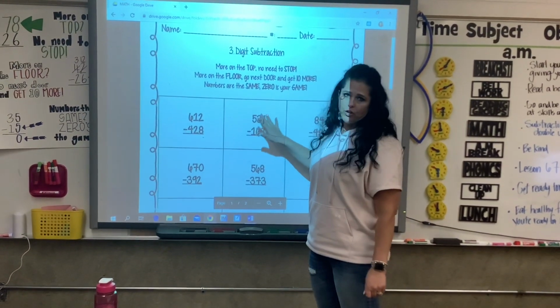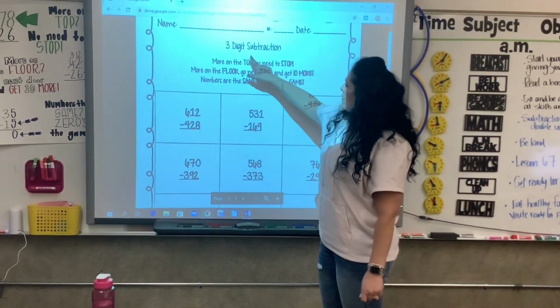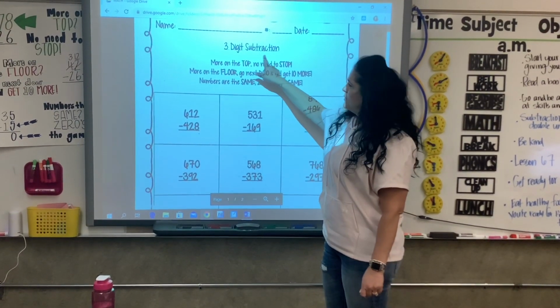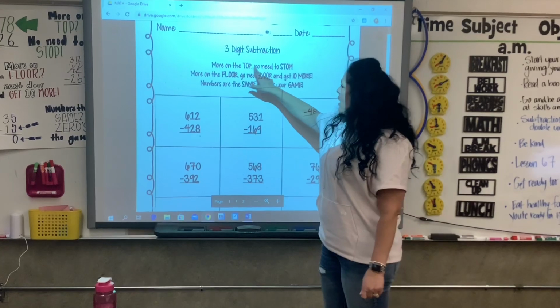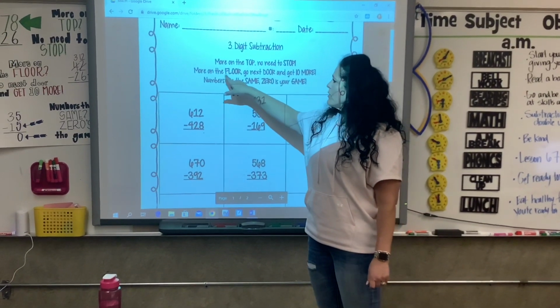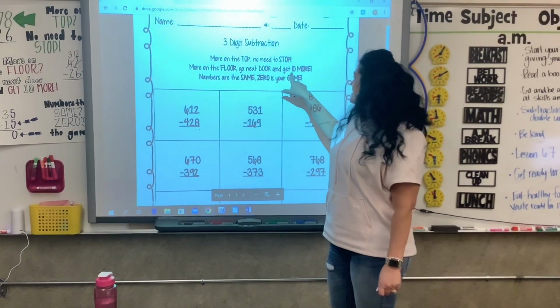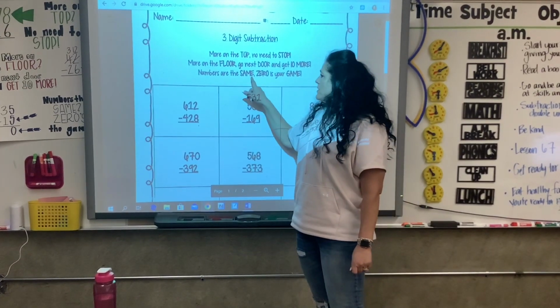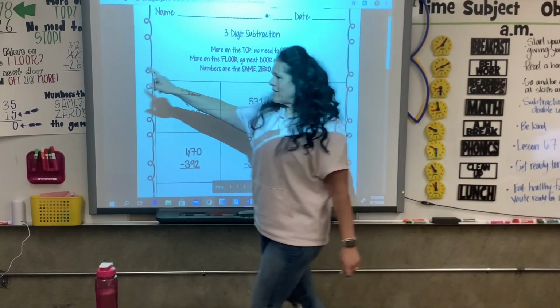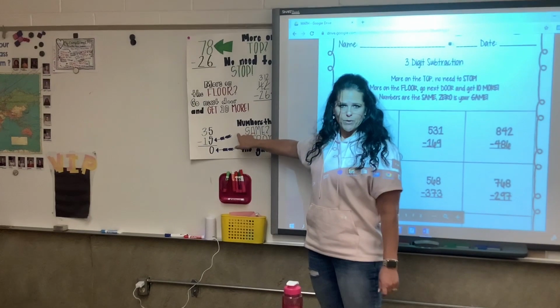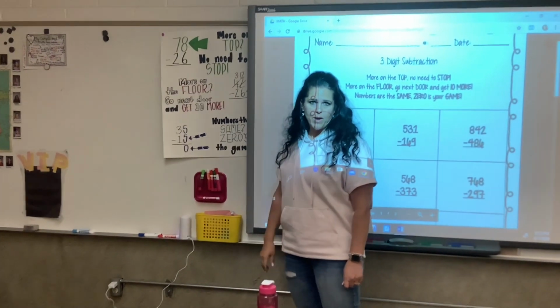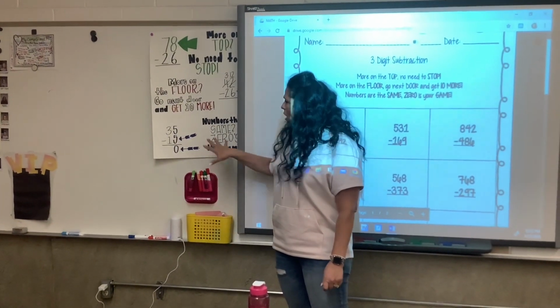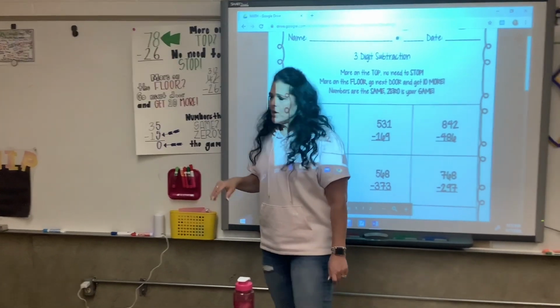So on the worksheet you're going to do today, we have this little reminder at the top. It says 3-digit subtraction. More on the top, no need to stop. More on the floor, go next door and get 10 more. Numbers the same, 0 is your game. It's exactly the same as the poster that's hanging in my room. I know Mrs. Jensen has that in her room too, and so does Mrs. Davis. So all of you guys can see this poster every day.